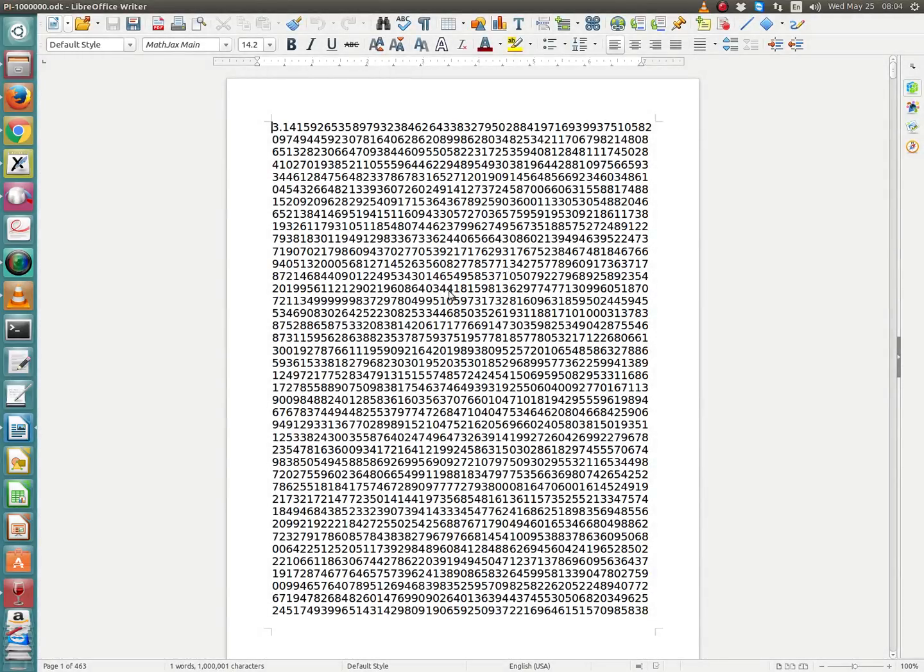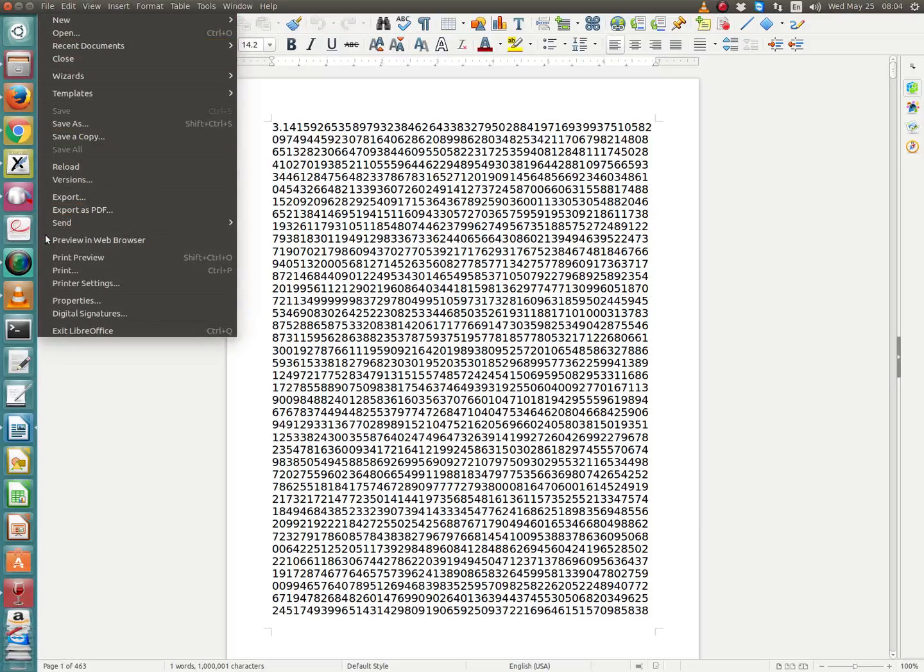Okay, here's the 1,000,000 digits of pi. Let's see, 463 pages. This is only page 1. All right, you know what? I'm gonna get rid of this before it kills my RAM for real.